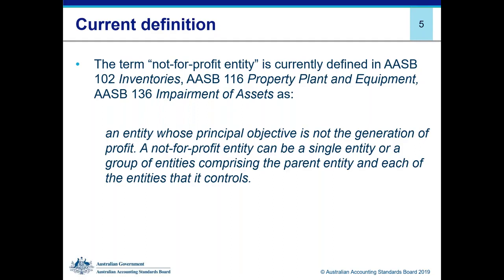So this definition really only tells you 2 things. One, we're concerned about the principal objective of the entity or the group of entities. And secondly, that principal objective can't be the generation of a profit. It doesn't tell you an awful lot. And it doesn't prevent not-for-profit entities generating profit, which of course typically they would need to do in order to remain solvent and to continue in the activities that they wish to provide.